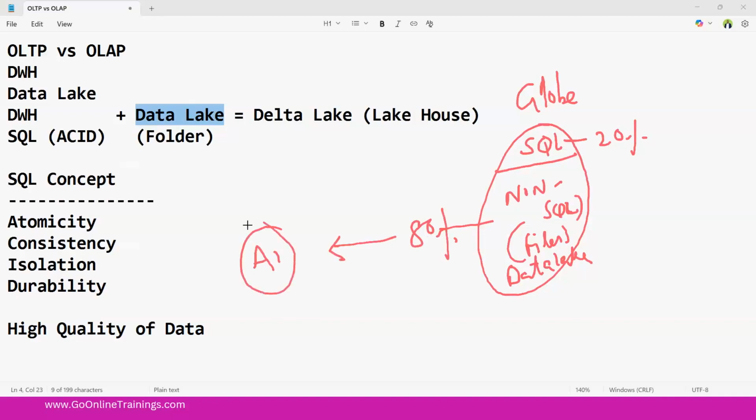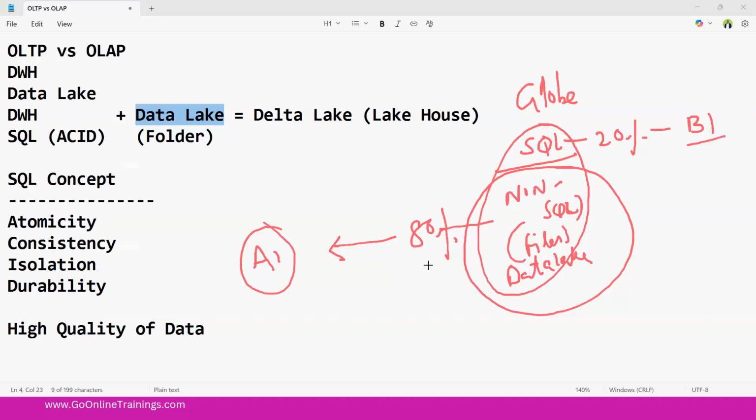right? AI can take only this data, but on the 20% of the data today only BI is working. Business intelligence works only on the structured data, and the non-structured data, files data, data lake data is where AI is working. So big data is more probably going to be working on this. But for the SQL, we already have it, we need not worry about it. This is what Databricks or any big data tools are going to be focusing on.